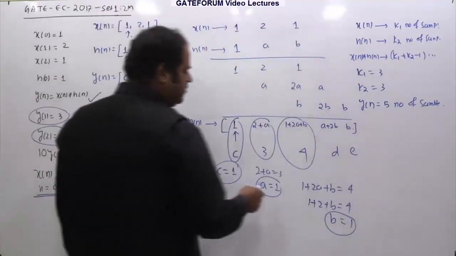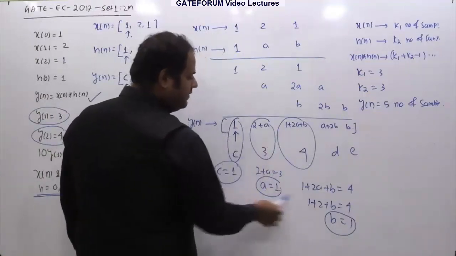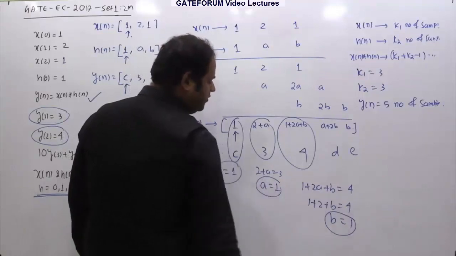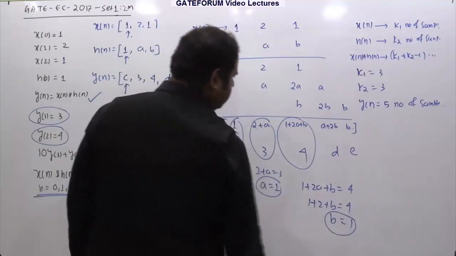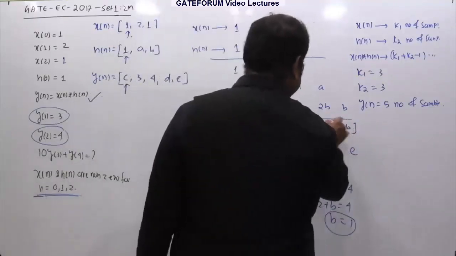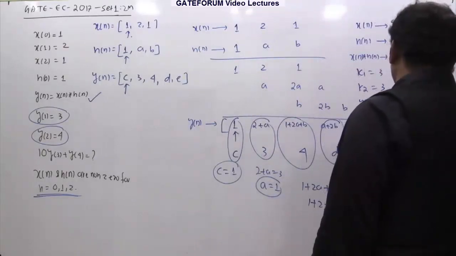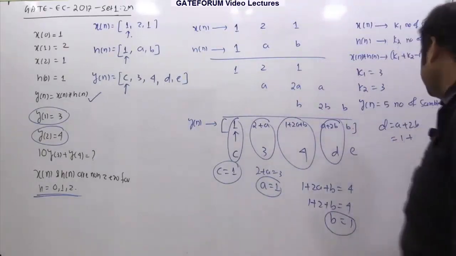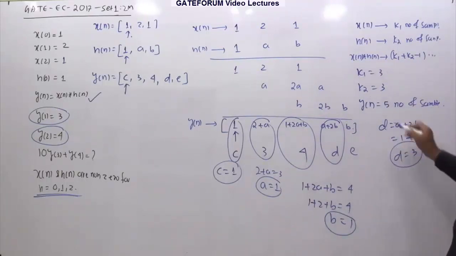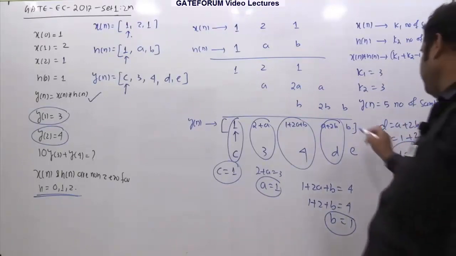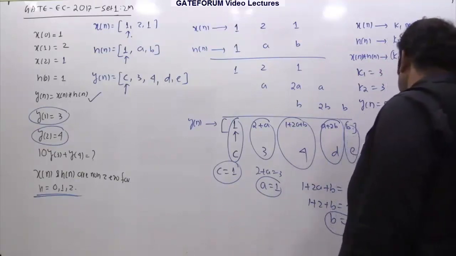1 plus 2a plus b is equal to 4, and a I already got as 1. If I substitute, 1 plus 2 plus b equals 4, so b is 4 minus 3, that is 1. I got a, I got c, I got b. Then I can get d also. What is d? D is a plus 2b. A is 1 and b is also 1, and 2 into 1 is 2, so d is equal to 3. And finally, for e: e is equal to b, and b is 1, so e equals 1.